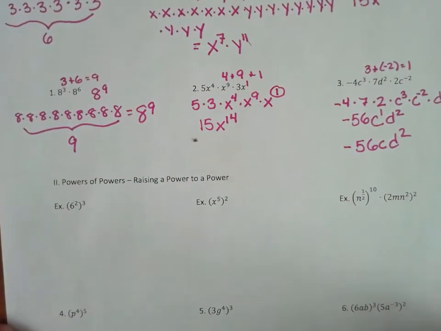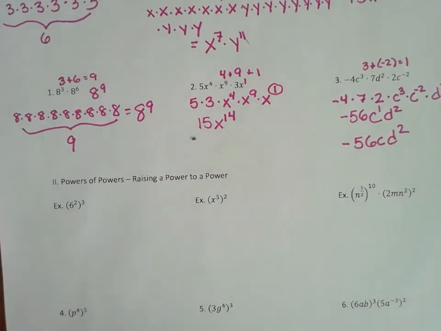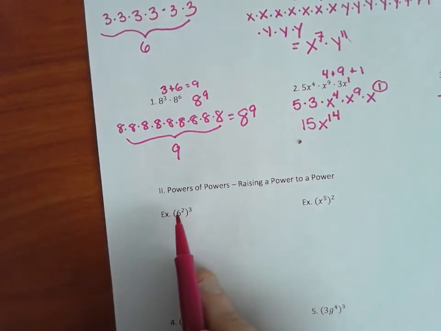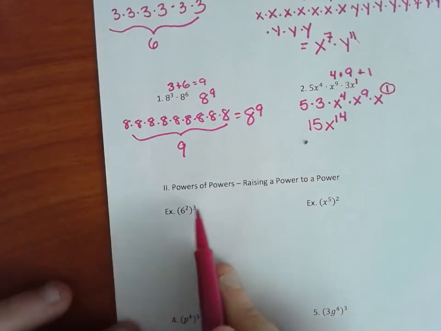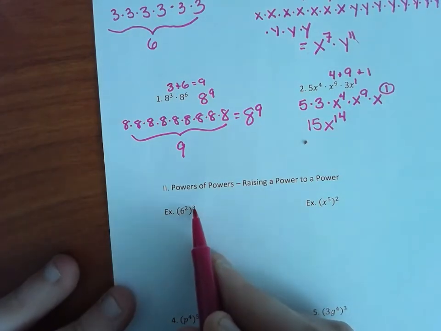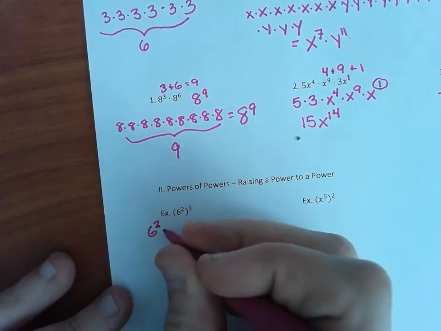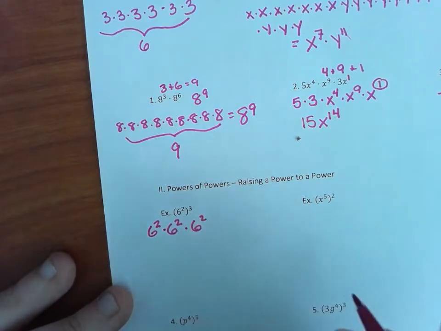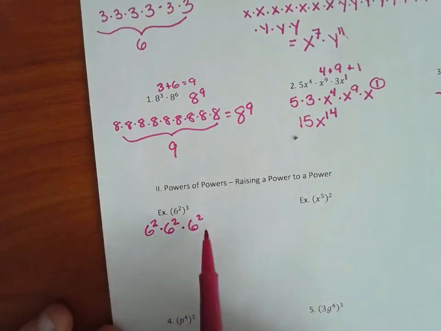Right. Okay. Second law, powers of powers. Raising a power to a power. So sometimes you're going to see something that looks like this. This is 6 squared raised to the 3rd power. What this is really saying is I have 3 factors of this. So I have 1 6 squared, I have another 6 squared, and I have another 6 squared. Again, the exponent lets me know how many factors I have. I have 3 factors of 6 squared.